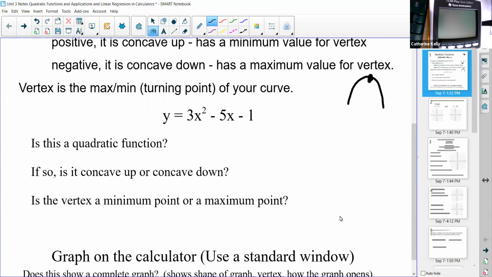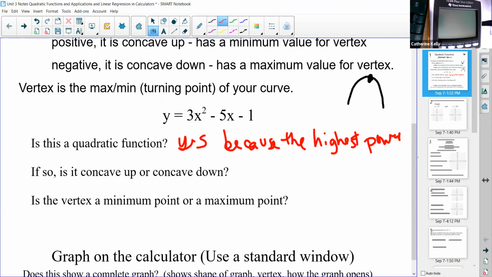If we look at the equation y equals 3x squared minus 5x minus 1, we look at it and we say, is it a quadratic function? Well, the answer is yes, because the highest power is 2. So, not the highest power, but the power is 2. It has an x squared.